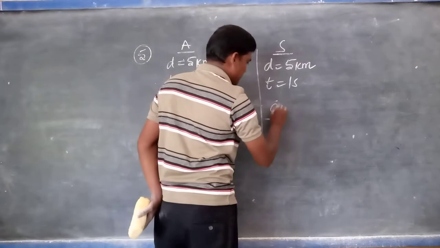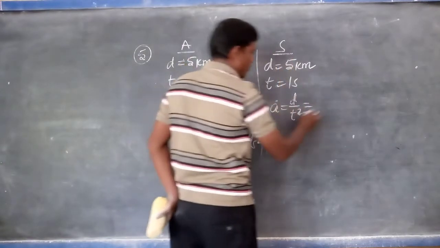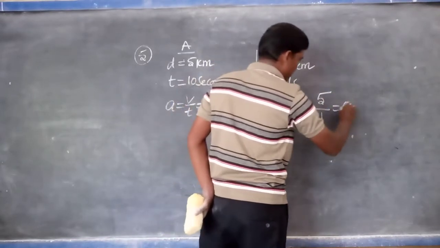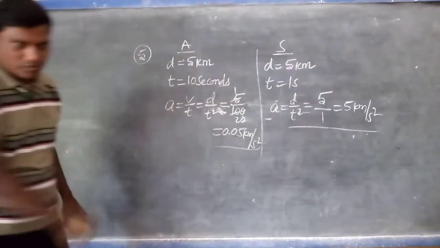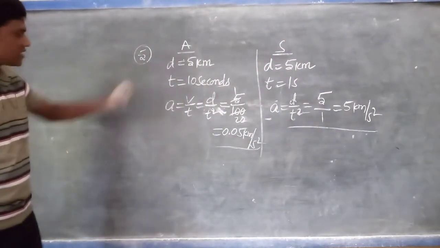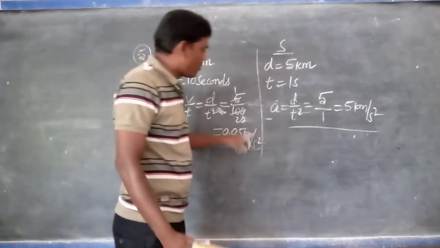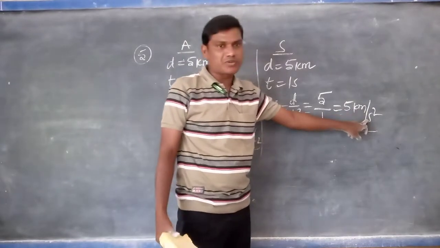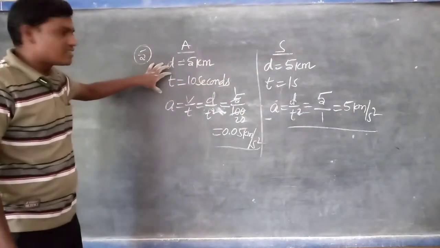Next here, a is equal to d by t square. What is the d value? 5. What is the t value? 1 square. 1 square means 1. That's why 5 kilometer per second square. This is another method. So the acceleration of the aeroplane is 0.05 kilometer per second square and the skateboard is 5 kilometer per second square. That's why skateboard has more acceleration than the aeroplane.